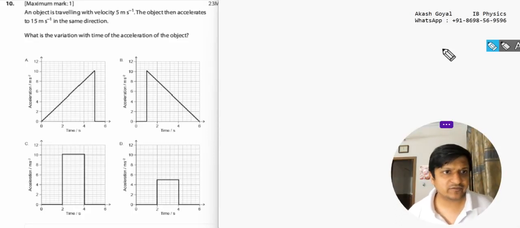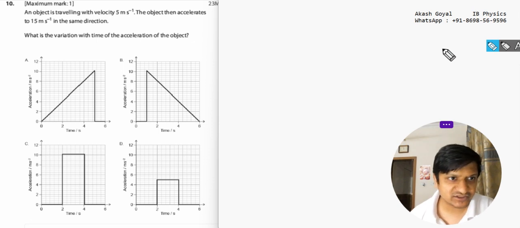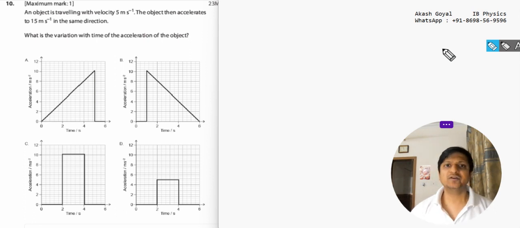So we have another question, and this question is a little tricky. The question says an object is traveling with velocity 5 meter per second. The object then accelerates to 15 meter per second in the same direction. What is the variation of time of acceleration of the object?